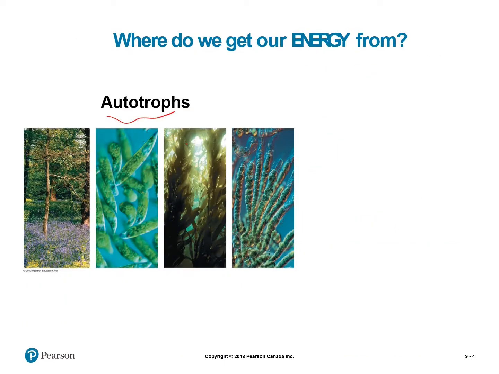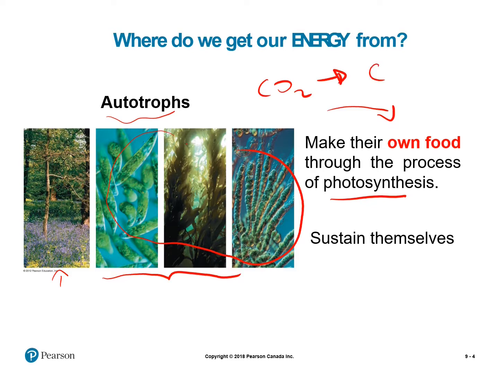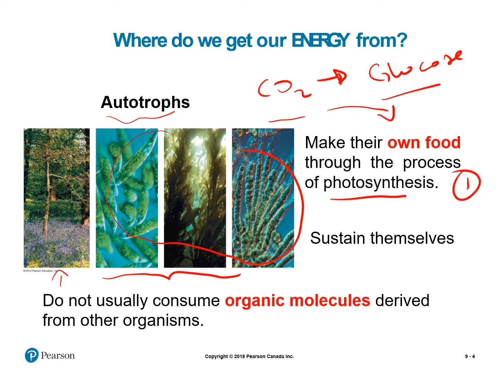There are many examples of autotrophs, from big trees to microscopic organisms such as algae. And remember, there are many examples of algae in the ocean, and they're very important because they produce most of the photosynthesis, most of the oxygen of the planet. So these plants make their own food through a process called photosynthesis, so they sustain themselves. In addition to that, they take CO2 and produce glucose. So to finish, I told you about photosynthesis, and the second important thing is that they don't usually consume organic compounds derived from other organisms.